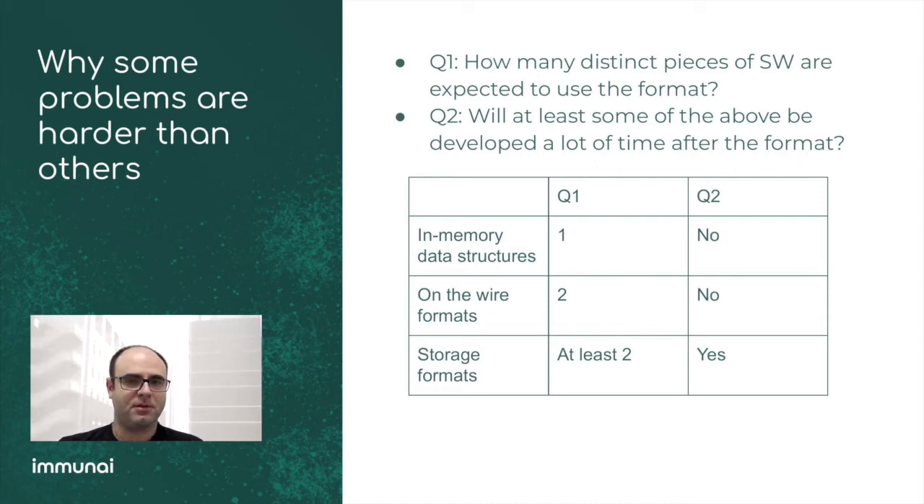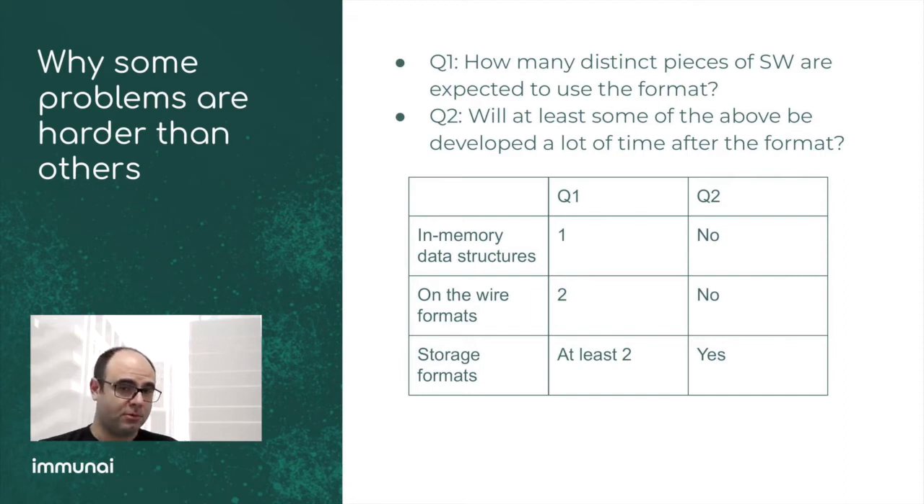Okay, when you're developing an on-the-wire format, for instance, the format you send between the front end and the back end, the number of pieces of software that use this format is typically 2. And typically, you also develop them simultaneously. So you won't lose a major constraint for the front end if you're doing it right.